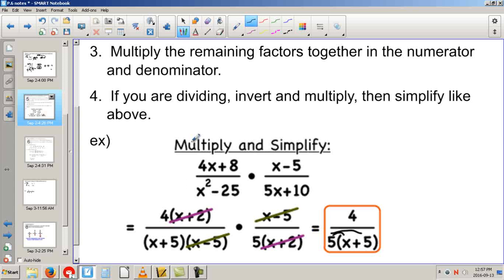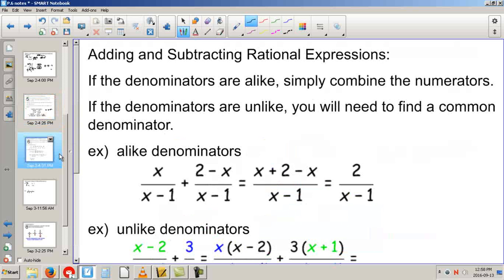Now, if I had to give the domain here, which I'm not asking you to do right here, but if I asked you for the domain, you would have to say x could not be -5, +5, or -2, because those would make each of these parentheses 0. And if it was division, the only difference is you would flip the second fraction and then you're back to doing the same thing.